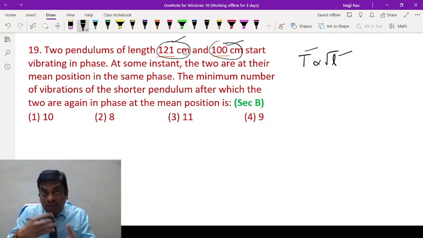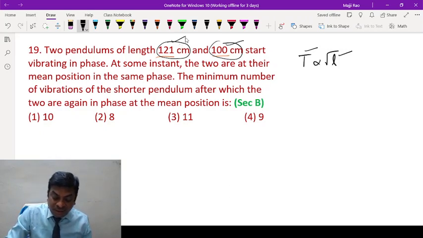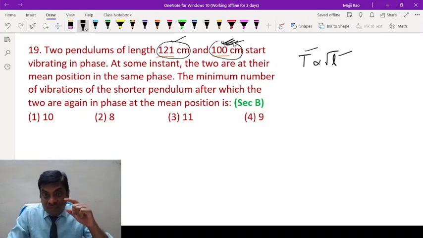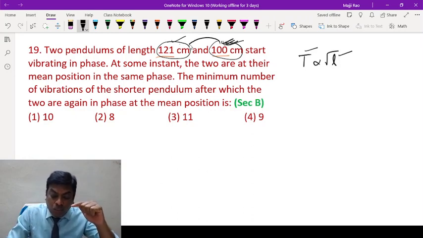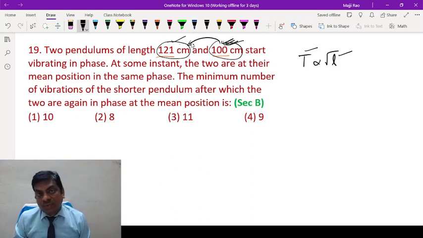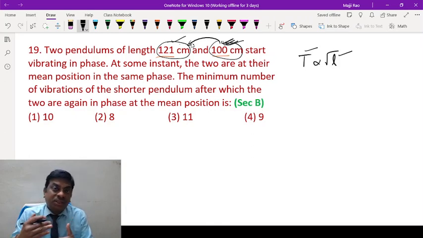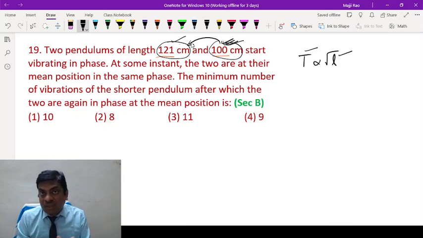So the moment they are again in phase, that means this shorter one would have completed one oscillation more than the longer one. So that will be the minimum time in which they'll again be in phase. So try to understand, students, very very clearly. They start in the same phase from the mean position. Now, by the time they are again in the same phase, the minimum time, the shorter one would have executed one oscillation more than the longer one.